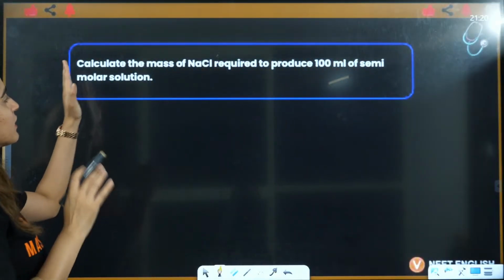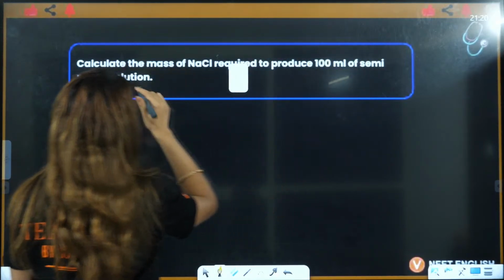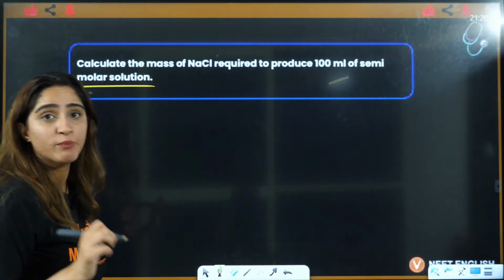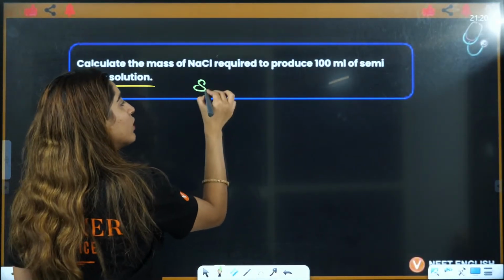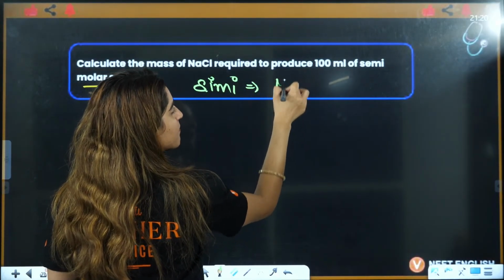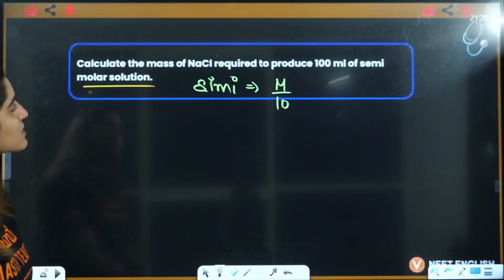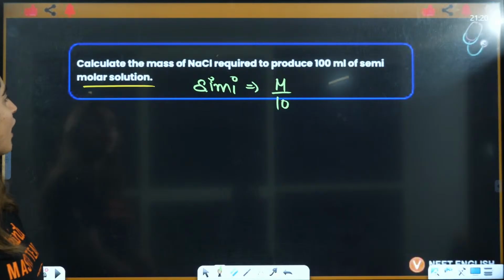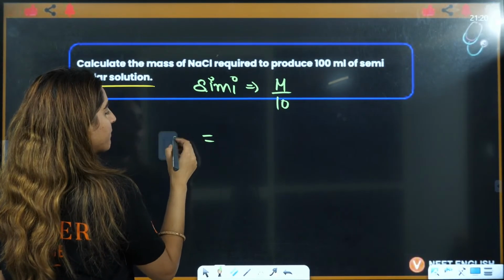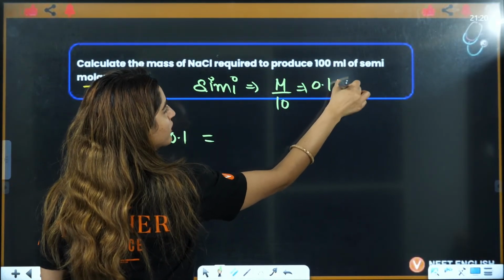Now, calculate the mass of NaCl required to produce 100 milliliters of semi-molar solution. Semi-molar, what is that? Semi-molar means 1 by 10, that is M by 10 molar, 0.1 molar is what they are talking about. Volume is given to you, and the mass of NaCl you have to calculate. So molarity is M by 10, that is 0.1 molar. You can also write it as 0.1 molar.